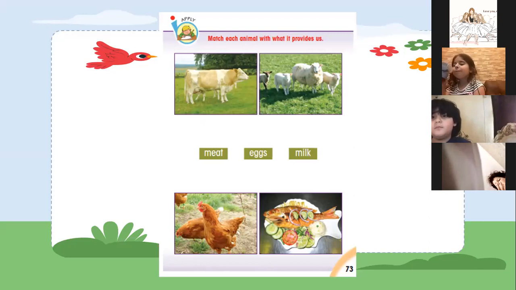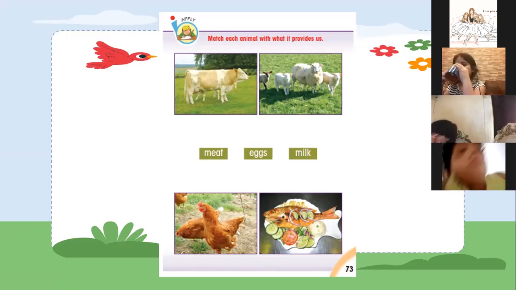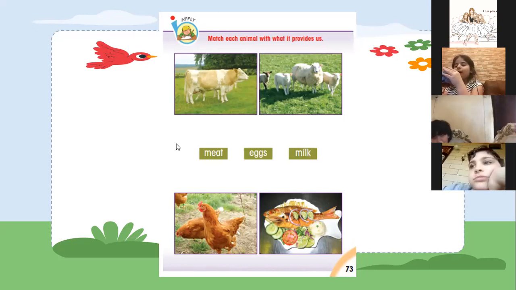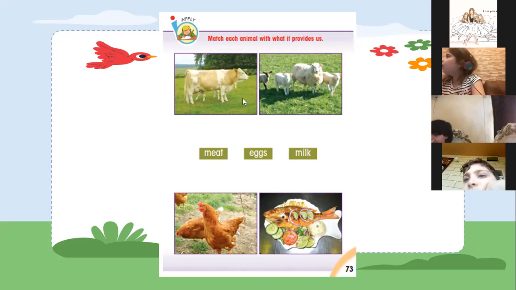No. The sheep. Okay, Ali Aysan Bazoun. Which animal provides us with eggs from these animals? A chicken. The chicken, of course, not the cow, or the sheep, or the fish. Iba, which animal provides us with milk? A cow. Cow and what? Cow and sheep also. Yes. Okay. Oh, sheep don't give milk.